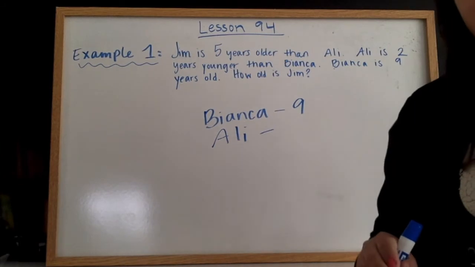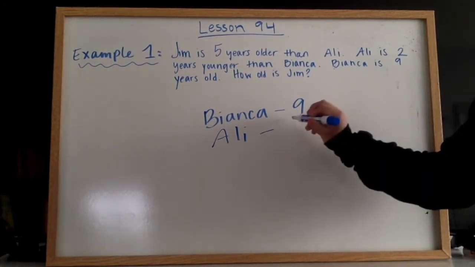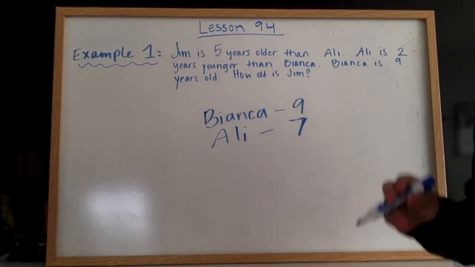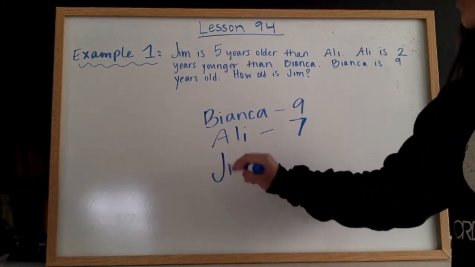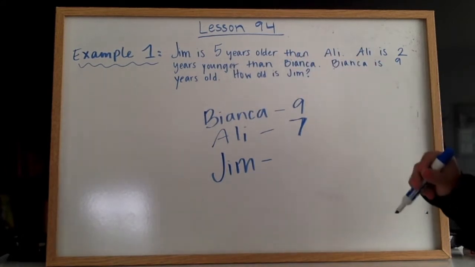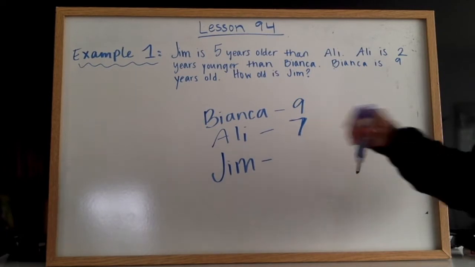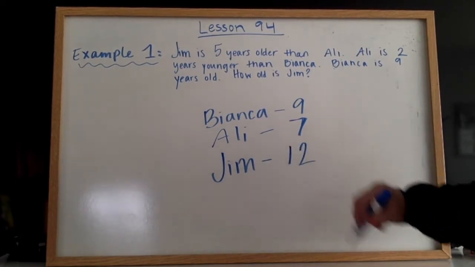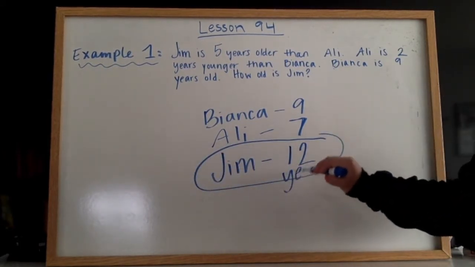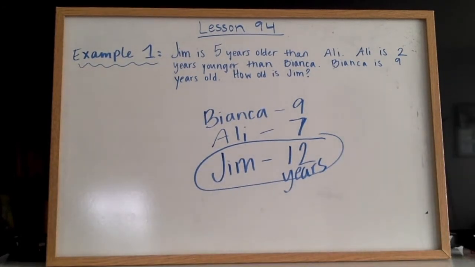2 years younger. So we're going to take 9 minus 2. And that will give me 7. So Allie is 7. Now we can go and figure out how old Jim is. I'll read it again. Jim's 5 years older than Allie. 5 years older than 7. So we're going to add 5 onto this, and we get 12. So we just answered the question, how old is Jim? Jim is 12 years old. Okay, make sure you have your labels too because it's a word problem.